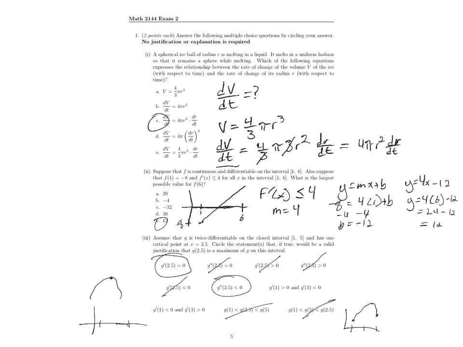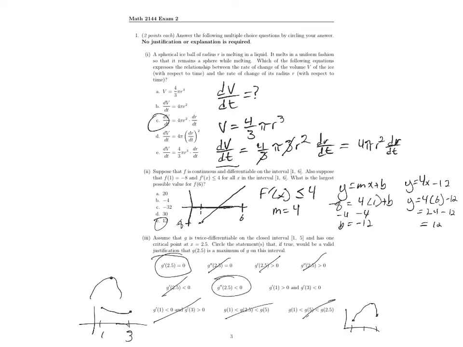So our graph could do something like, let's make that prettier, something like this, where we go up right there. But then 2.5 is not a maximum at all. So we can go ahead and say that this is not a solution.